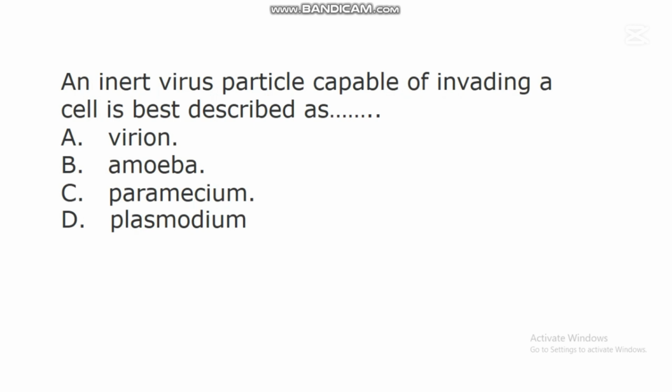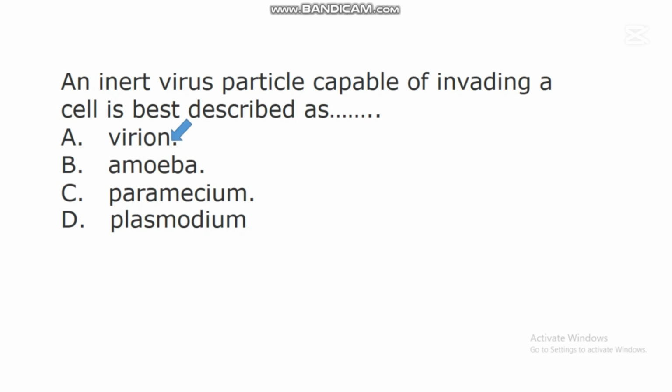The next question says, an inert virus particle capable of invading a cell is best described as dash. A. Virion. B. Amoeba. C. Paramecium. D. Plasmodium. In this question, the correct answer is A. Virion. A virion is an inert virus particle capable of invading a cell.